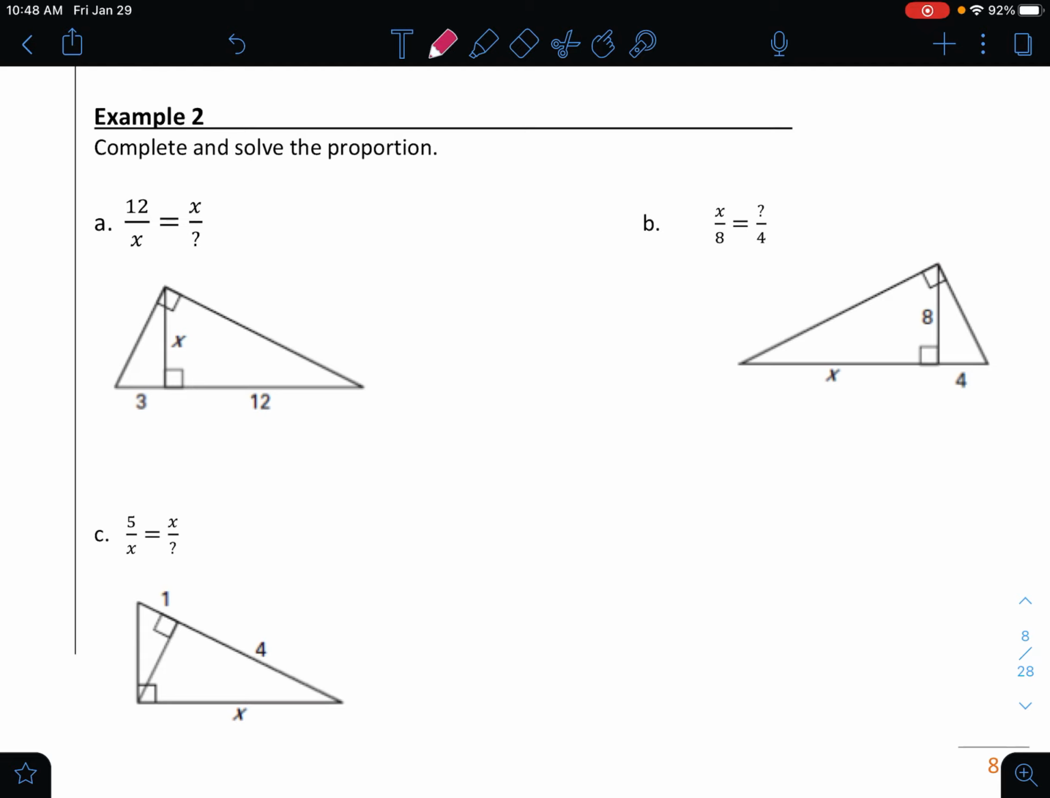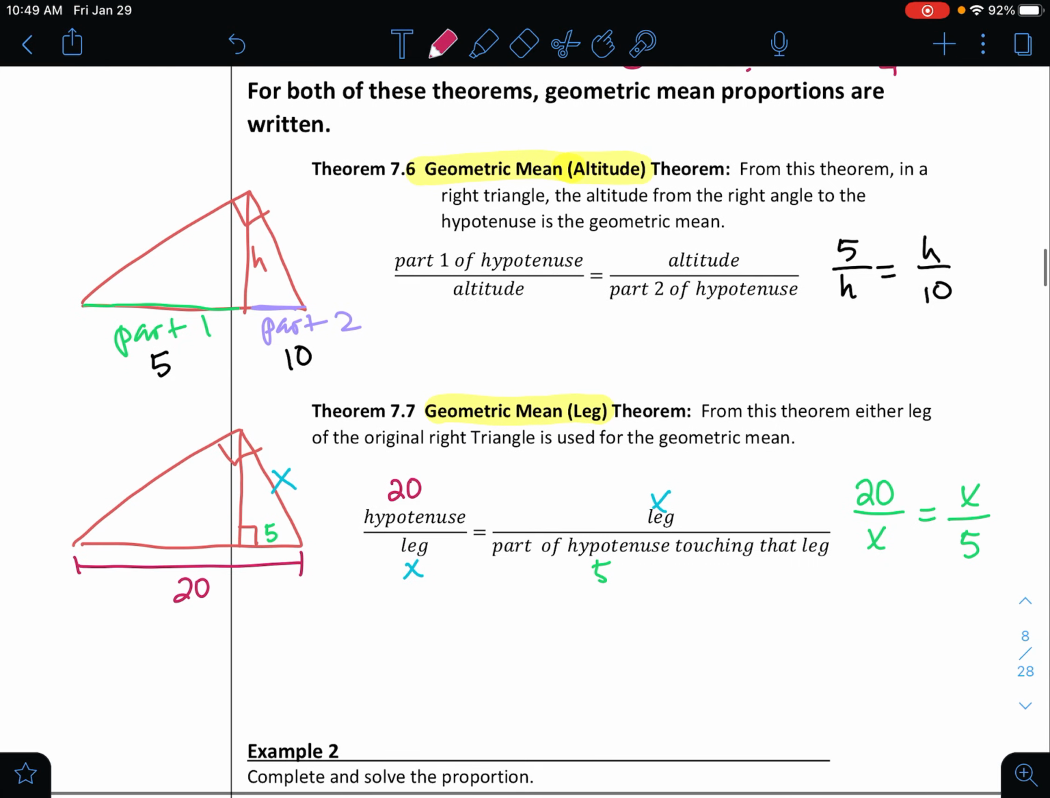All right, example 2 here, A, B, and C. I have the proportions set up partially, and then I want to talk through how this relates to the theorems. Okay, so look at the first one. Here's what I see. I see that X is the altitude. Okay, and then I see I've got 3 and 12 along the hypotenuse. So I'm going to call that part 1 of the hypotenuse, and then I'll call 12 part 2 of the hypotenuse. So what I'm going to be able to do is utilize the geometric mean altitude theorem.